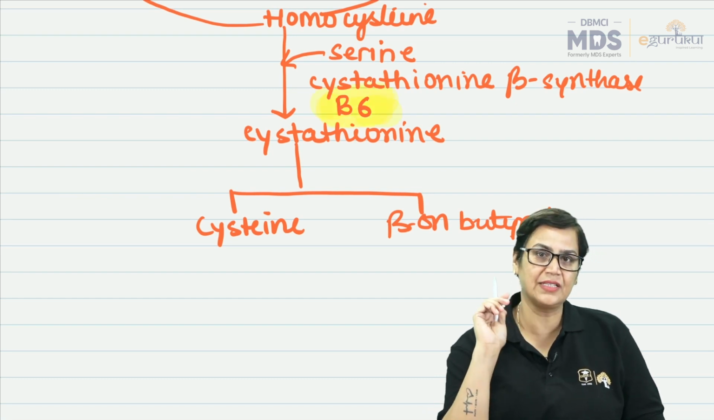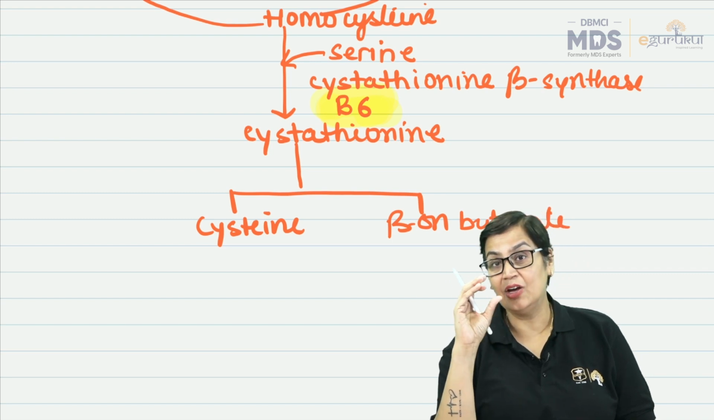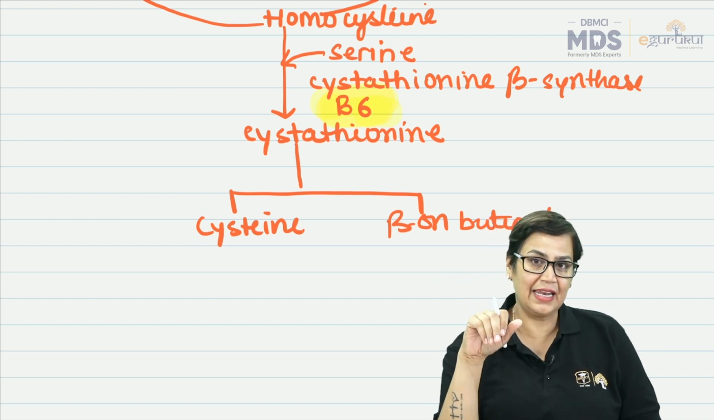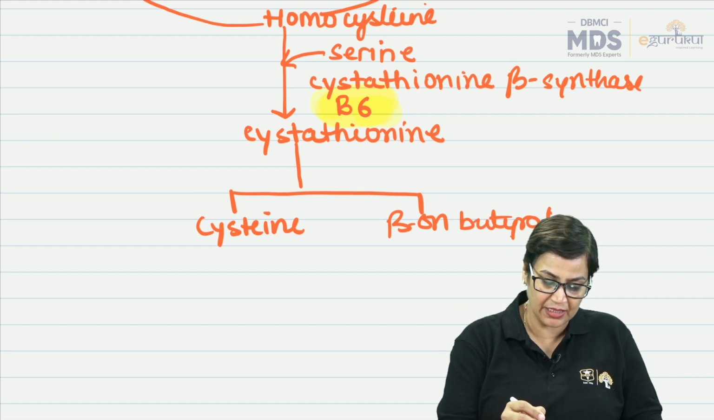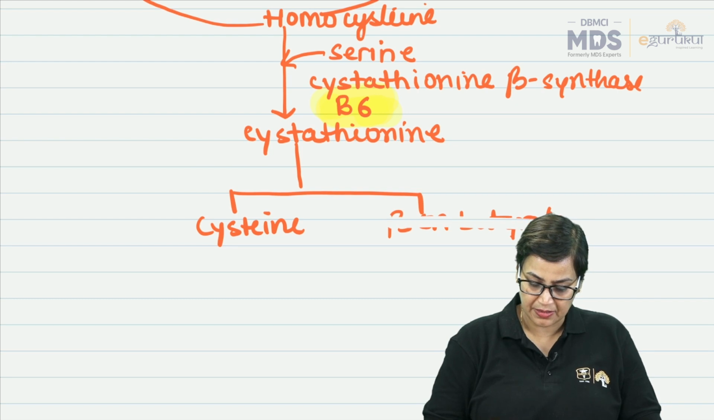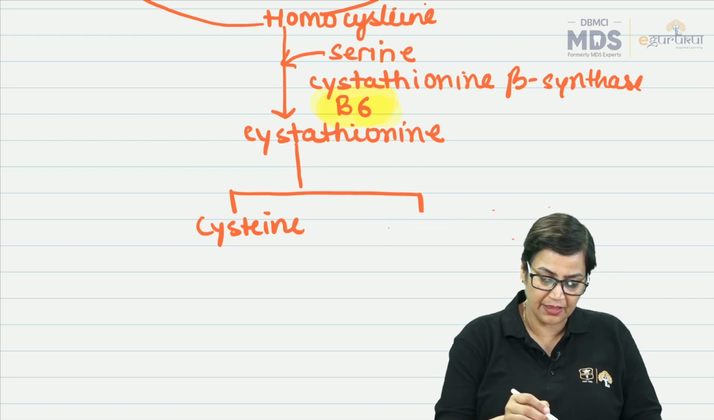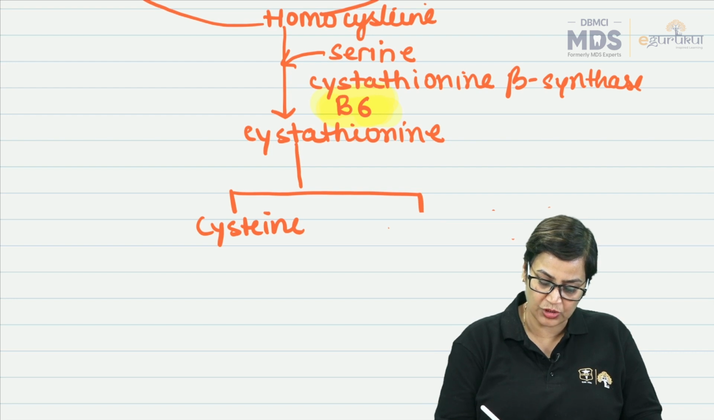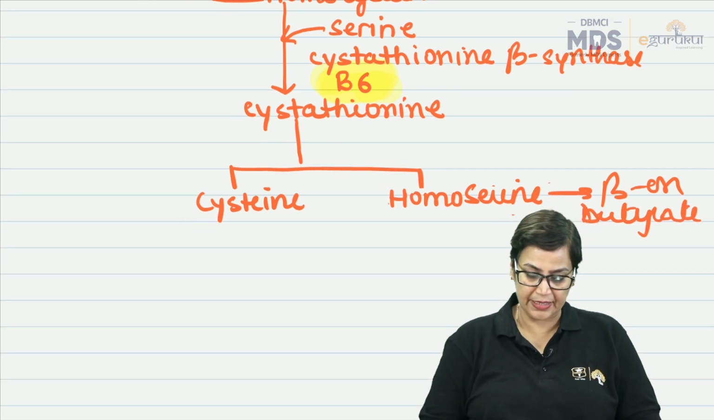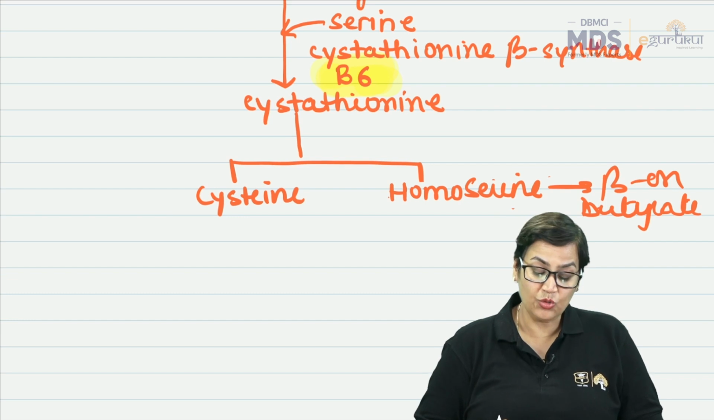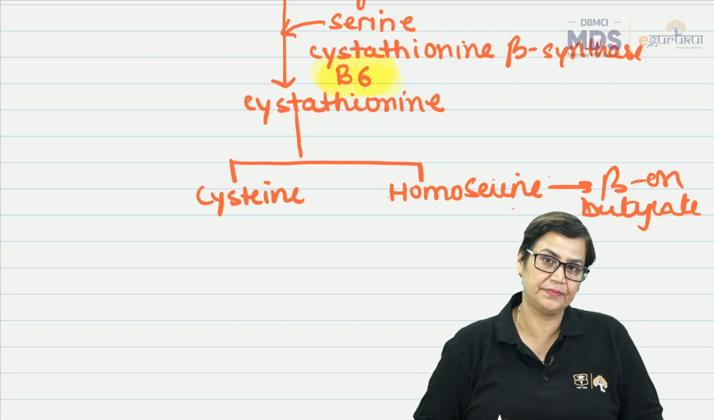is transferring sulfur. From where is it transferring? It is adding serine to homocysteine, and cysteine is actually produced, and beta hydroxybutyrate is produced in the end. The major intermediate will be homoserine. Then it forms beta hydroxybutyrate in the end. Like this, so you can see the importance of B6.